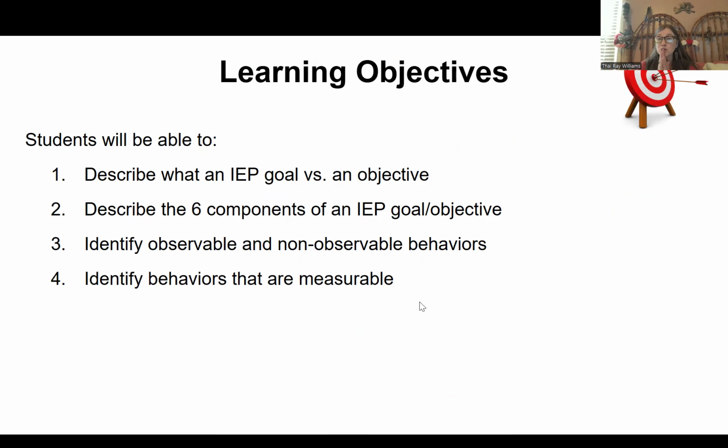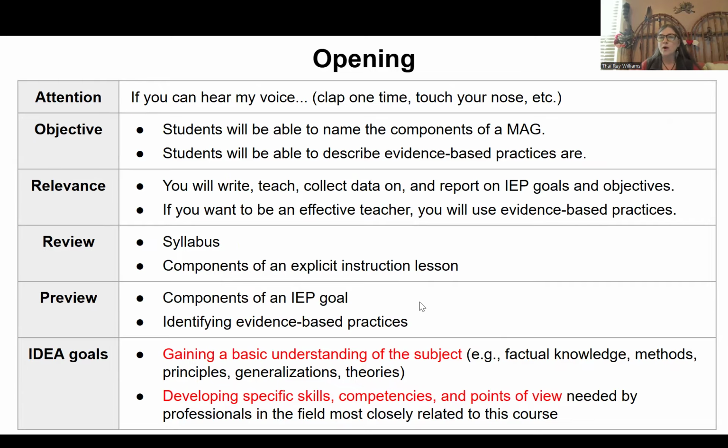Well, by the end of this week, I want you to be able to describe what IEP goals and objectives are, and what the difference is between the two. I also want you to be able to describe the 6 components of an IEP goal or objective in very general terms. I also want you to be able to identify observable and non-observable behaviors and behaviors that are measurable.